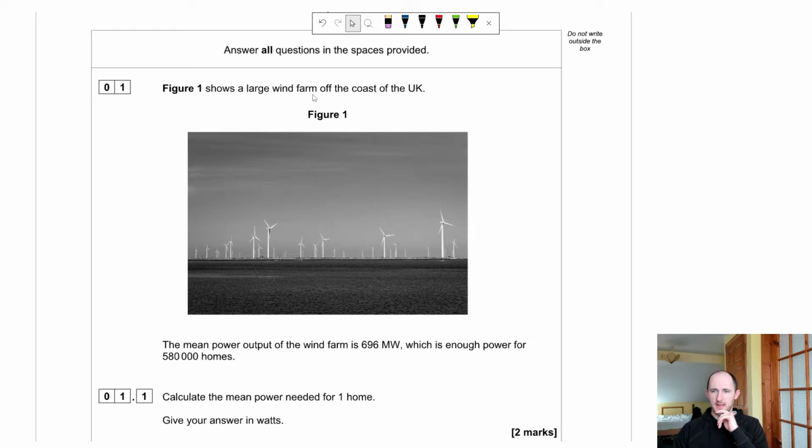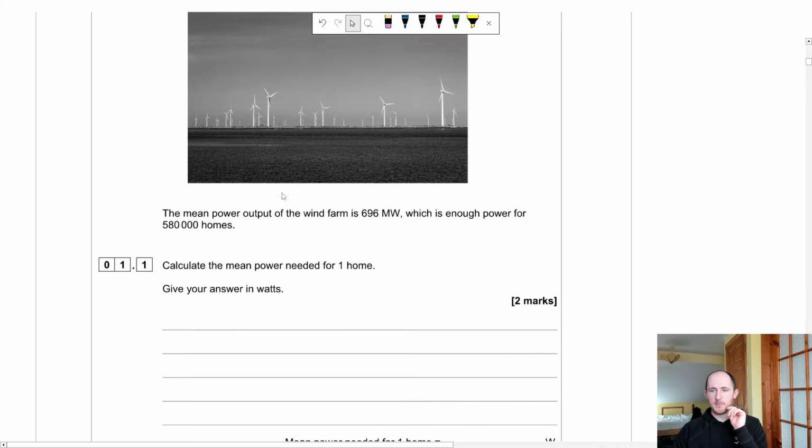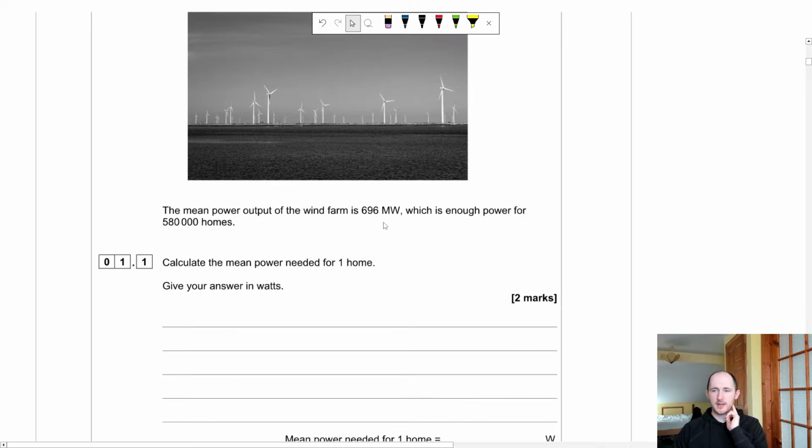So we have here, figure 1 shows a large wind farm off the coast of the UK. The mean power output of the wind farm is 696 megawatts, which is enough power for 580,000 homes. Calculate the mean power needed for one home.